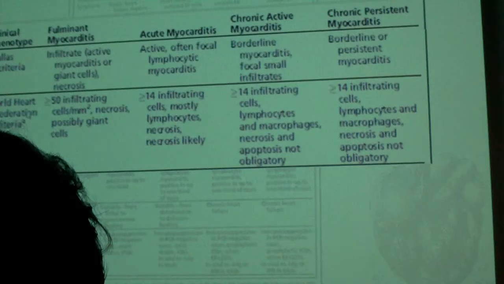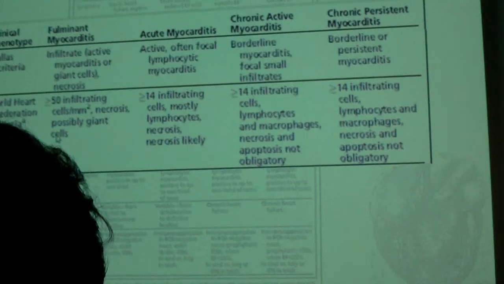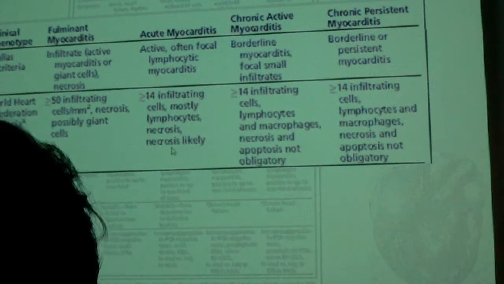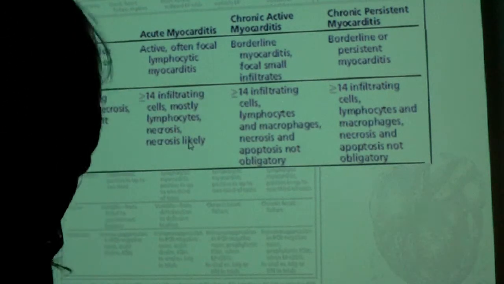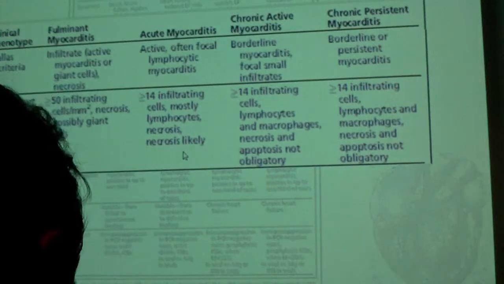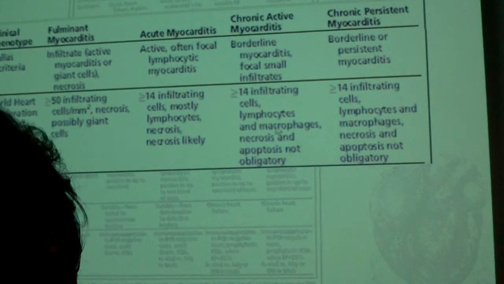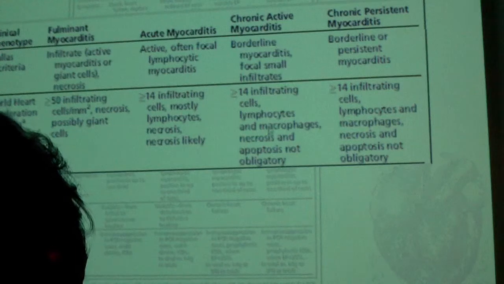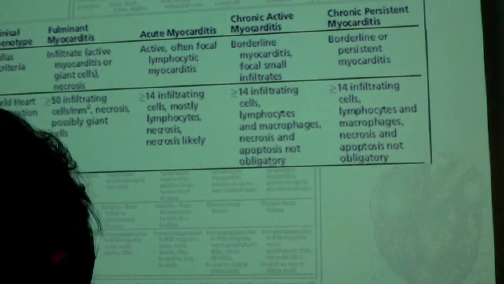And these were the classic criteria where we had the Dallas criteria, and since we have the immunohistochemistry, these changed, and now we can say fulminant myocarditis. We have a lot of inflammatory cells, more than 50 per square millimeter. Active myocarditis is more than 40, and necrosis is likely, as you can see in the first picture that I showed you, without the cardiomyocyte deterioration or necrosis. If you have a lot of inflammation, you still call it an acute myocarditis. And the chronic active is also inflammation without especially the myocyte necrosis, and then we have chronic persistent.